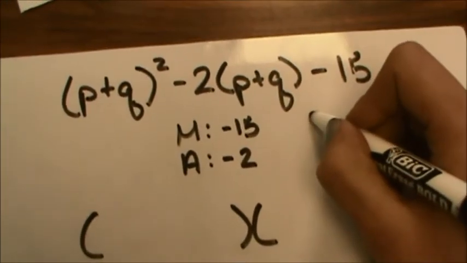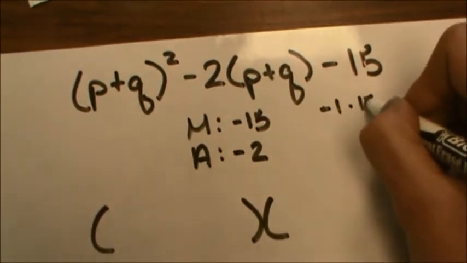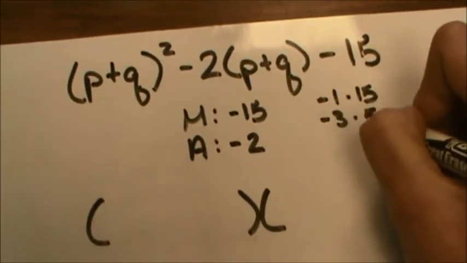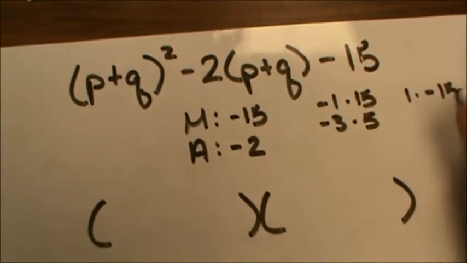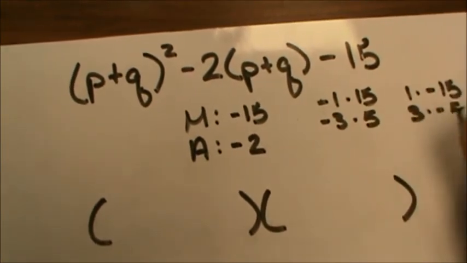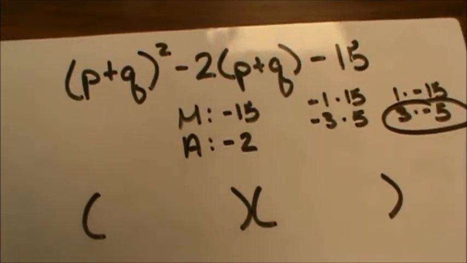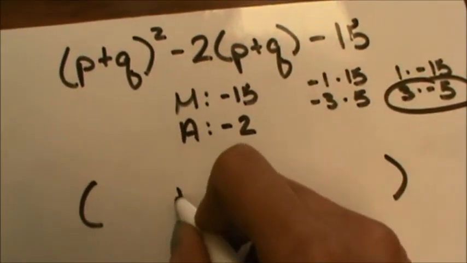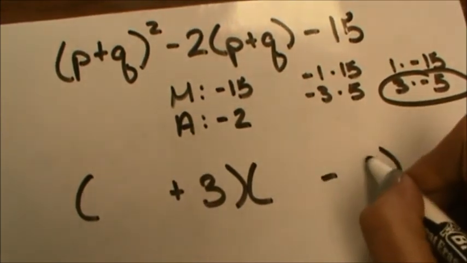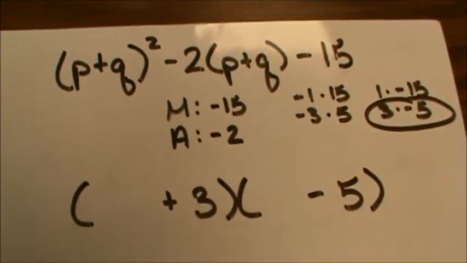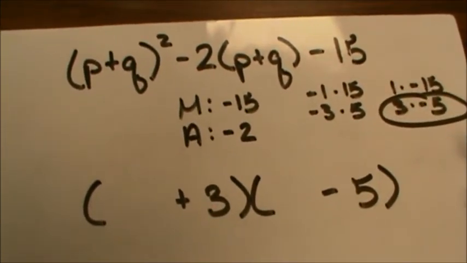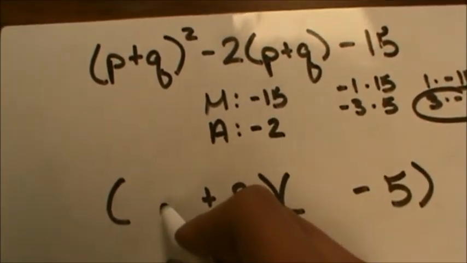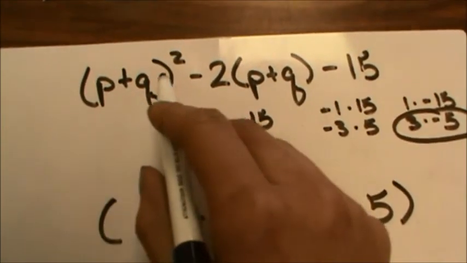So let's look at negative 15. Right here are my two numbers, 3 and negative 5. So I'm going to put positive 3 here, negative 5 there. Sorry, 3 and negative 5 are the answers I'm looking for. What goes ahead of this? Well, P plus Q.